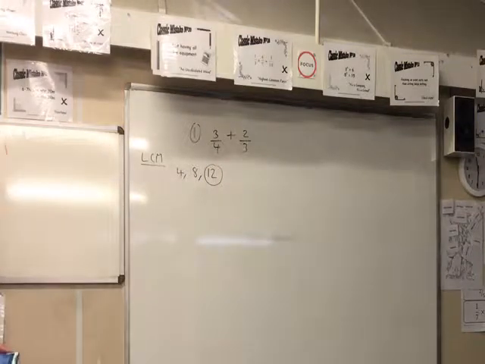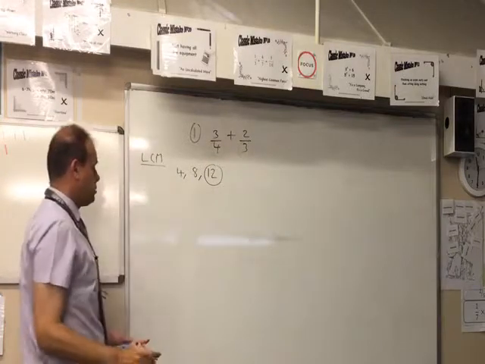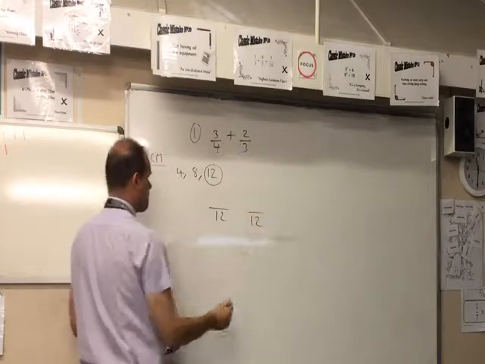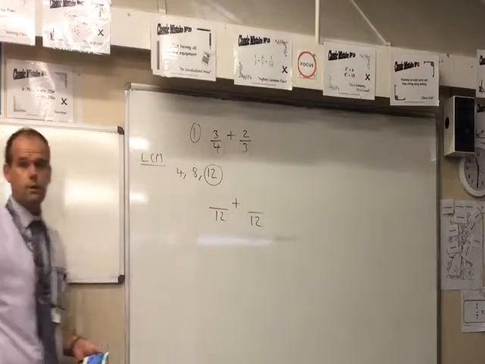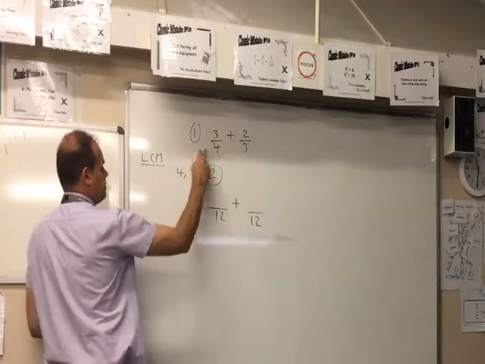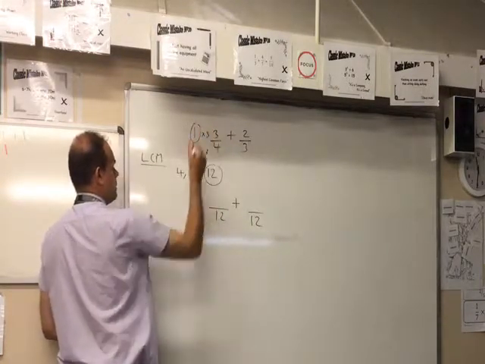So I need to change both those fractions so they have the same denominator, which is 12 at the bottom. So I can already write 12 at the bottom straight away. Put the add in between there. Okay. Now, what do I have to do to make it, how many multiples of 4 get you to 12? Times it by 3.